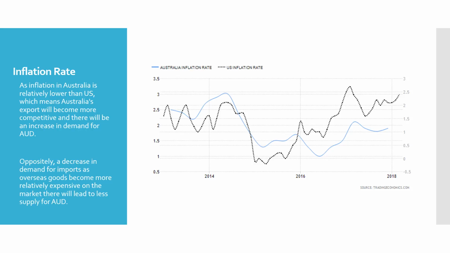According to the purchasing power parity theory, which is based on traded goods, if Australia's inflation rate goes up, we should spend more money overseas. But with the US inflation rate being higher, in the near future we would assume AUD will appreciate against the USD.